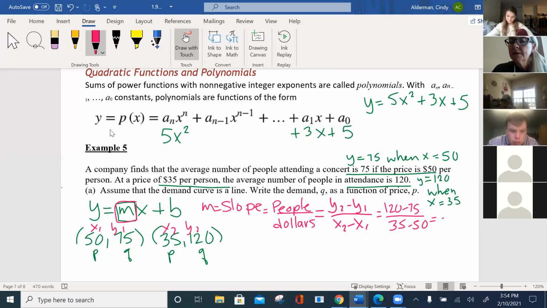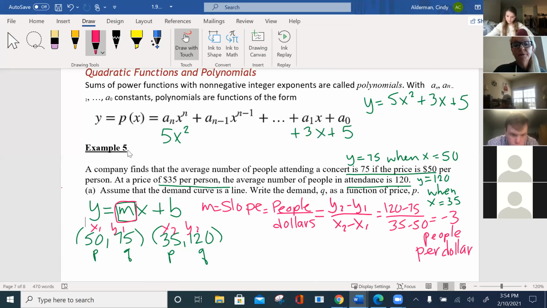And you'll get -3. Now what does that mean? It means that the number of people go down by 3 for every dollar difference. So you can say -3 people per dollar. Remember, we're here for the meaning, so stuff like that is important.